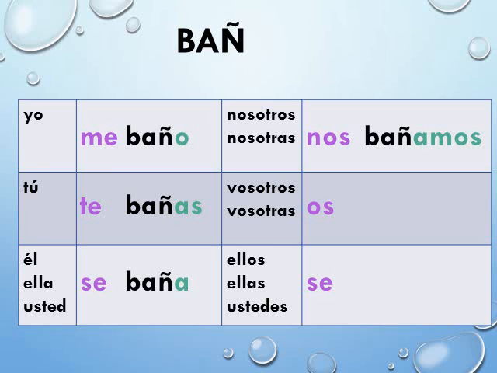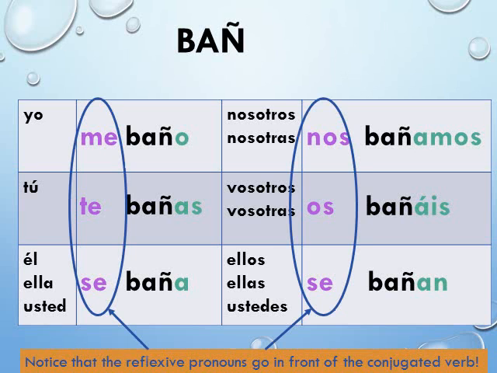Nosotros nos bañamos. Vosotros os bañáis. And ellos, ellas, ustedes se bañan. Okay? So, quick reminder that the reflexive pronouns will go in front of the conjugated verb. Okay? Will not go behind it. You won't attach it to it. Nothing like that. They have to go in front of the conjugated verb.